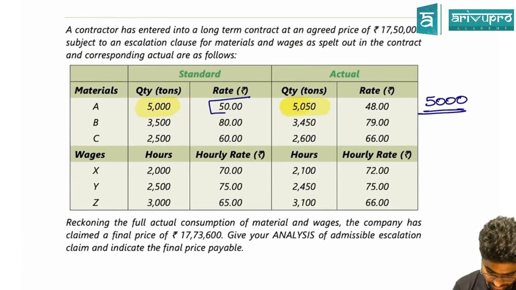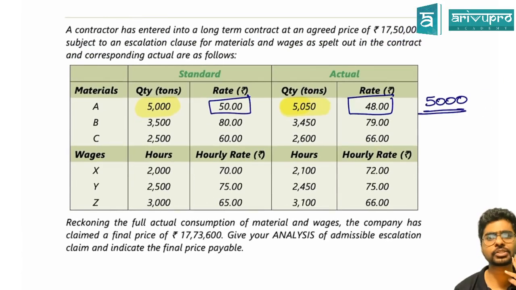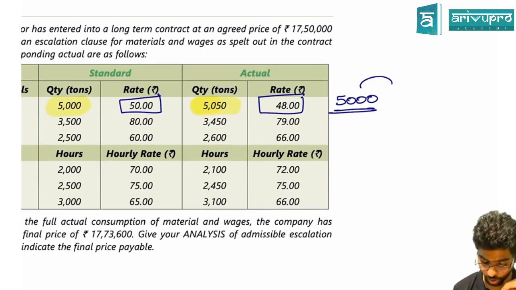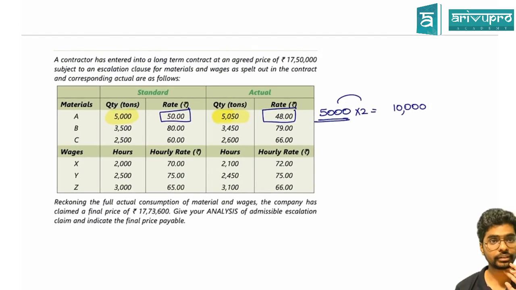I see the price. Has the price increased or decreased? Decreased by how much? 2 rupees. That means you saved 10,000 rupees here. Correct? Now see the B part. 3,500, 3,450. Has he done a good job? Has he done a good job? Yes. So yes, you saved me 50 kgs.